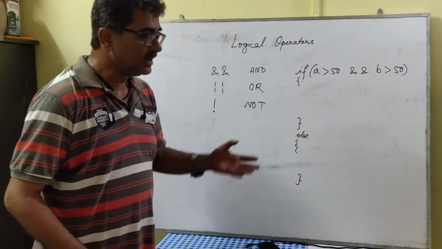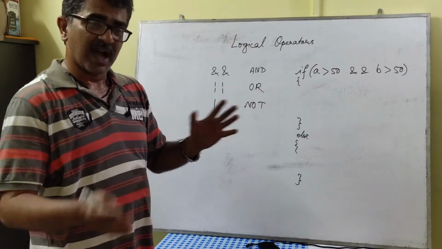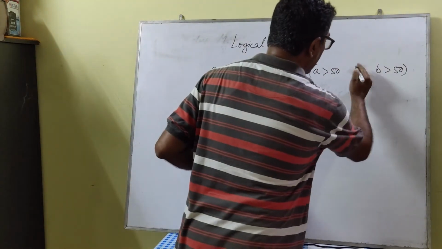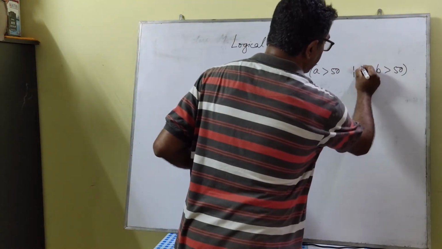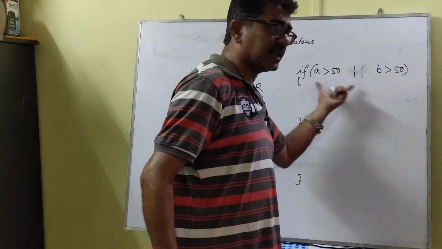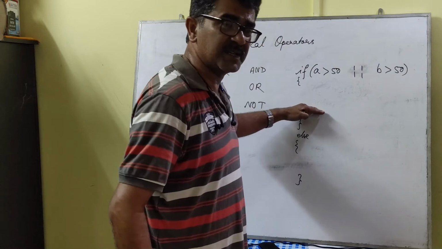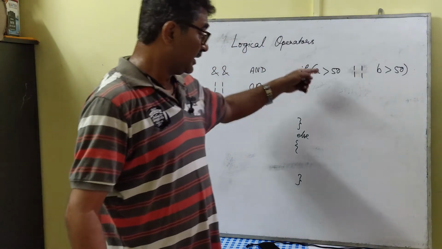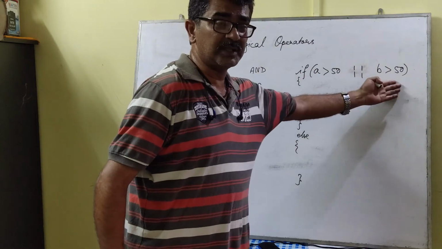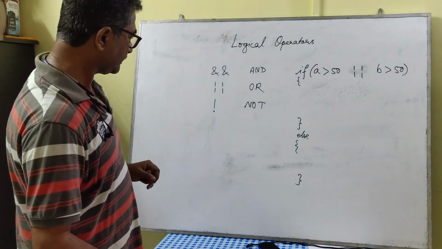When it comes to OR, if I put the logical operator OR out here, then either this condition or both the conditions being true is enough for the statements in the if block to get executed. The statements in the else block get executed only when both happen to be not true.